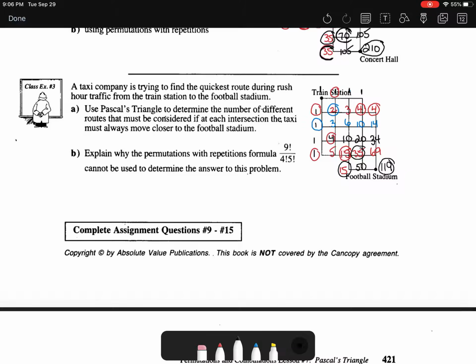Well, it's because there are gaps in the rectangle, like we said, and not all the arrangements of 4 to the right and 5 down are possible. And that's from those sections that are missing. So 9 factorial over 4 factorial 5 factorial is a calculation based on there being no pieces from the grid missing. Because we're missing pieces, not every movement of 9 total movements with 4 to the right and 5 down is possible, because we're missing portions of the grid.